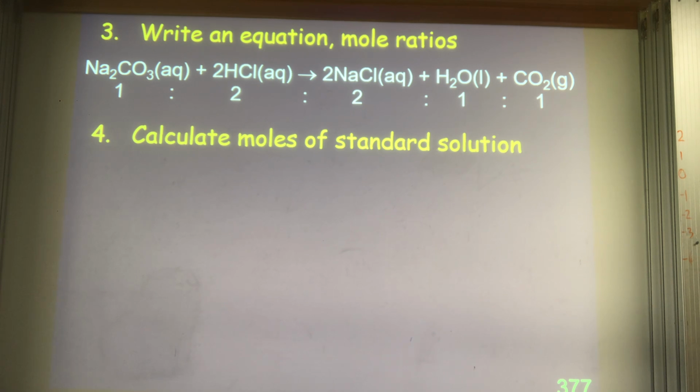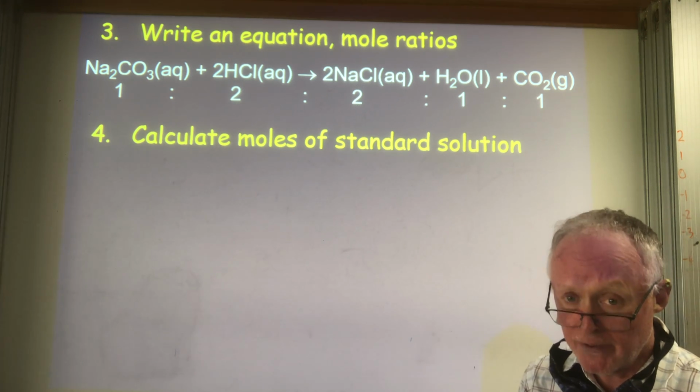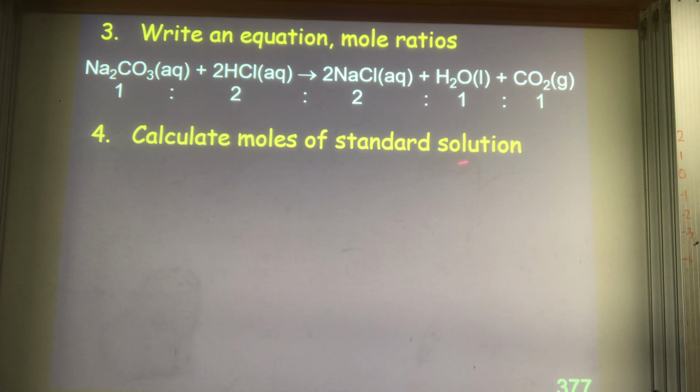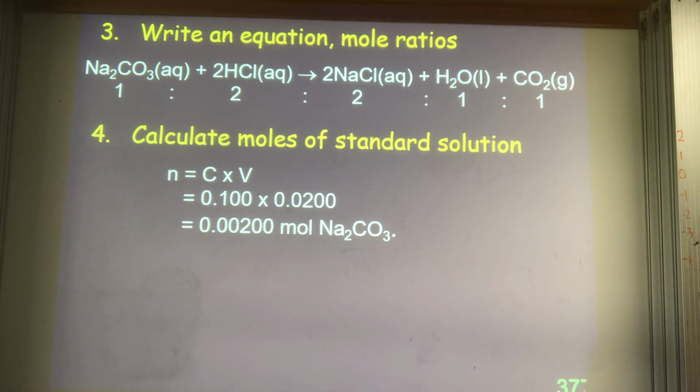And once you've got all the information organised, once you know what's what, then the calculations are pretty easy. Calculate the moles of the standard solution. So that's the only moles you can work out from what you're given. Now you're given the volume and the concentration of your sodium carbonate, that's what you can work out the moles of. So that's the first step of any stoichiometry problem. Moles from the given information. In a titration, it's always moles of the standard solution.